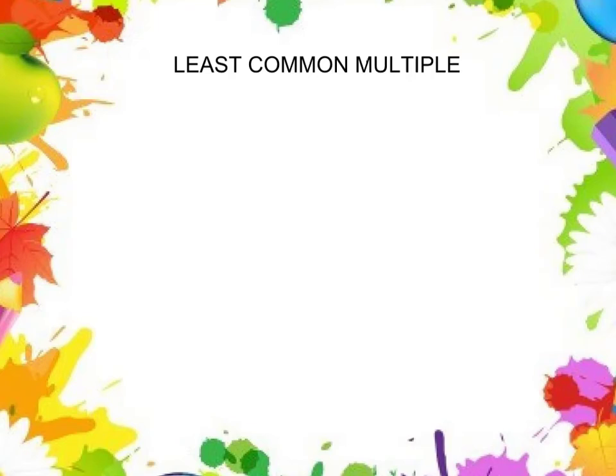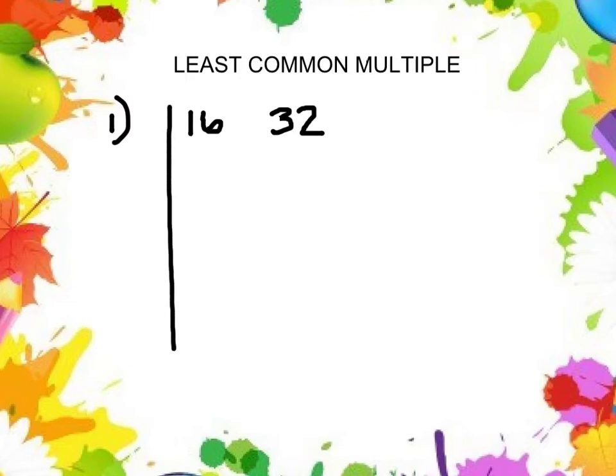Problem number 1. Least common multiple. Let's find the least common multiple of 16 and 32. To do this, we're going to make a table. And we are going to divide these two numbers by 2.